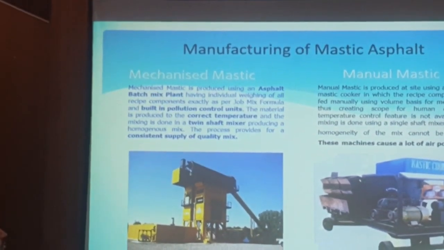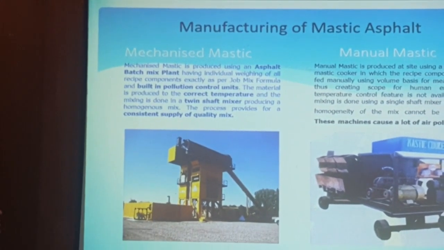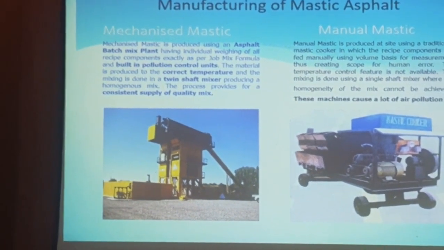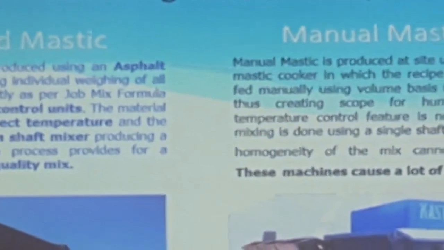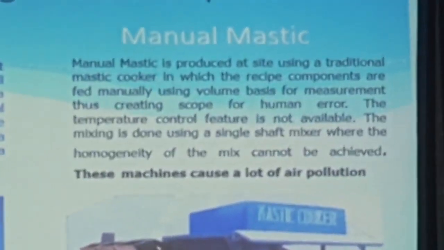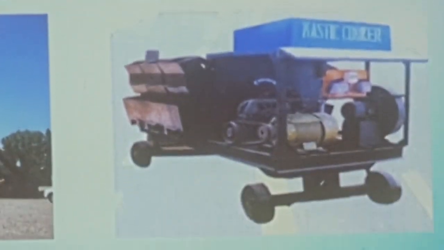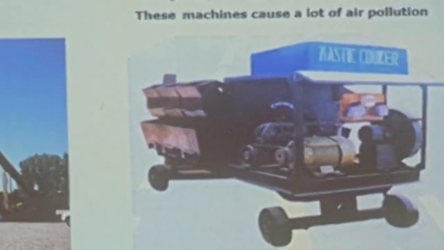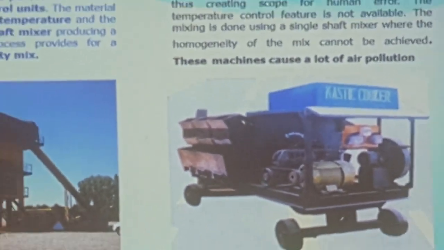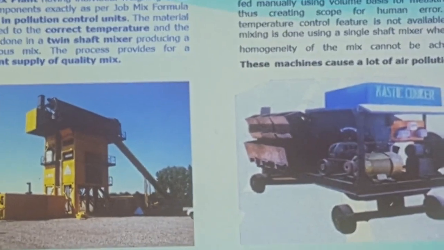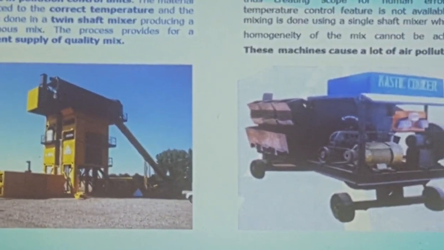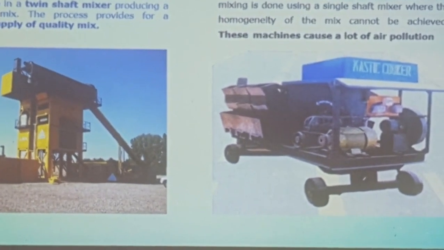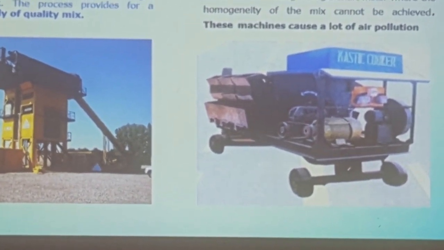I'll go a bit faster now. On the left hand side is the mechanized mastic asphalt. It is produced in the central batch mix plant, like our batch mix plant where we produce the hot mix. If the existing plant can be retrofitted with a bit of further improvisation, that can be done also, because mastic asphalt is at a higher temperature, 200 degrees Celsius or more. So we need to improvise the inside machineries that way.